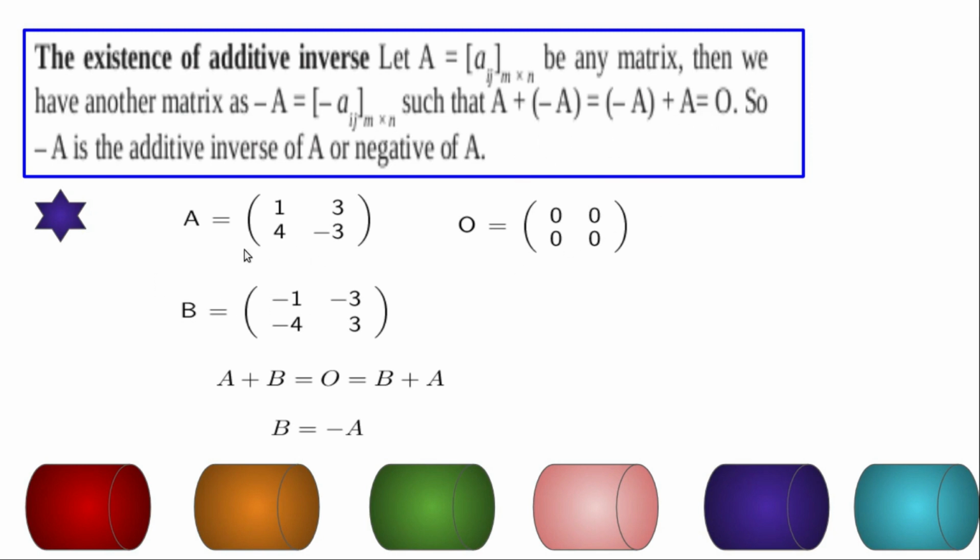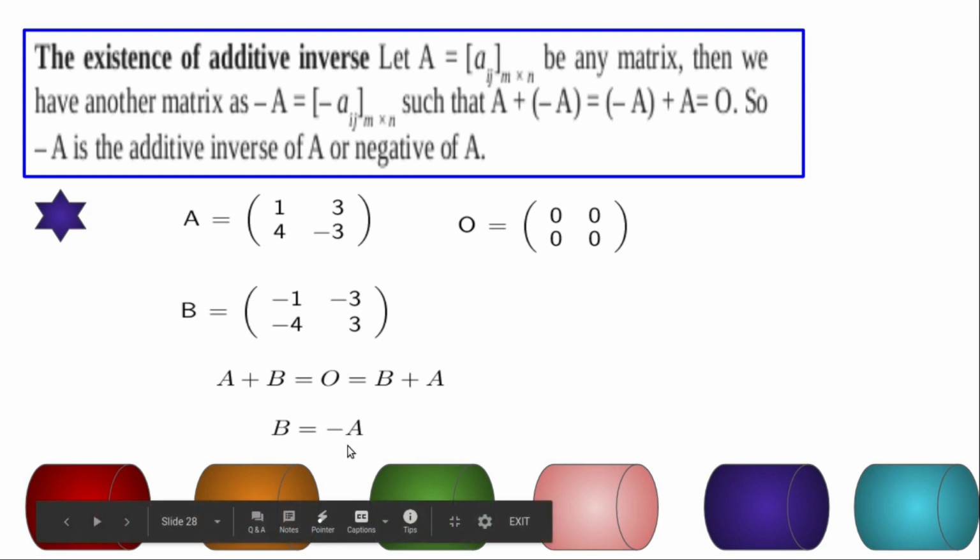For example, consider A equal to 1, 3, 4, minus 3, and corresponding 0 matrix is 0, 0, 0, 0. Okay, A is of order 2 by 2, so we have to take the 0 matrix of order 2 by 2. Now consider a matrix B, minus 1, minus 3, minus 4, 3. Now A plus B: 1 plus minus 1, 0, 3 plus minus 3, 0, 4 plus minus 4, 0, minus 3 plus 3, 0. So when we add A and B, we get 0 matrix. So A plus B equal to 0, which is equal to B plus A, and we know that this B is equal to minus 1 into A, or negative of A, that is minus A. B is equal to minus A.